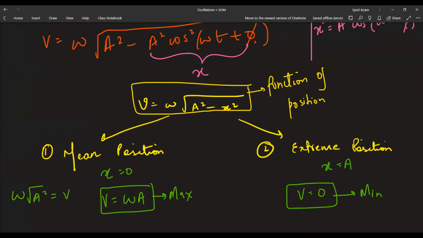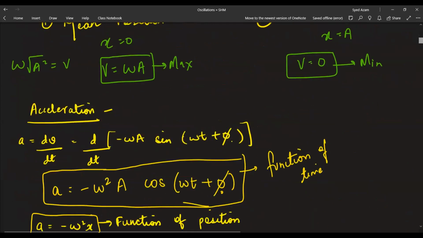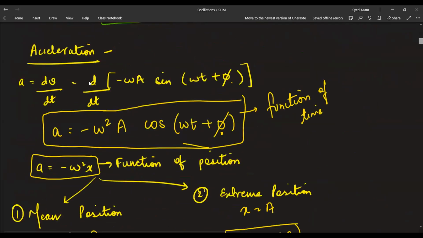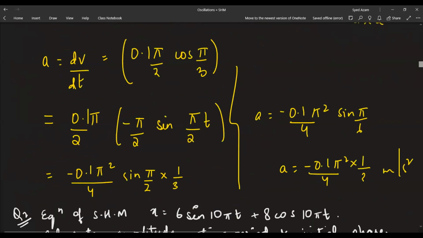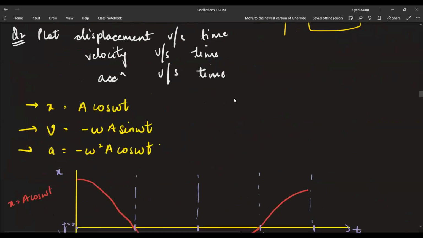Acceleration is minus omega a cos omega t plus phi naught as a function of time. And when you have acceleration as a function of position, it is minus omega square x. So this is what we discussed. Displacement versus time, velocity versus time, acceleration versus time. This we had to plot.